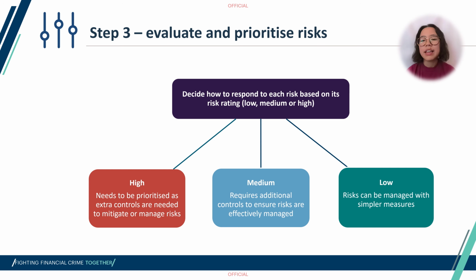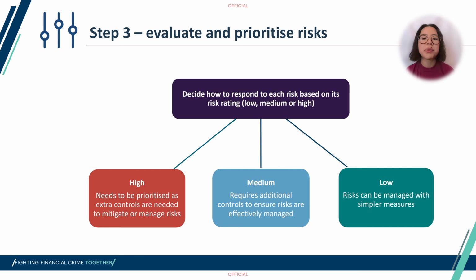For example, if you've evaluated any of your risk factors as high, you need to prioritise them as you'll need extra controls to mitigate and manage these risks. Examples of extra controls might include limiting the channels and services you provide to high-risk customers and increasing the monitoring of your customers' transactions and behaviours.